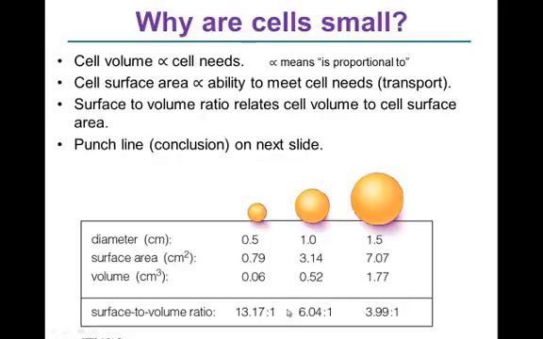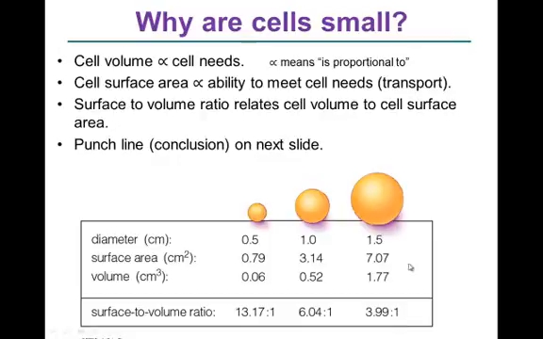Now, if we double the diameter of the cell, and you can see the corresponding surface area and volume, but let's just get to the ratio. Look at the surface to volume ratio. It is less than half, 6.04 to 1. And we can see, again, if you increase the diameter of the cell to 1.5, now the surface to volume ratio becomes 3.99 to 1.